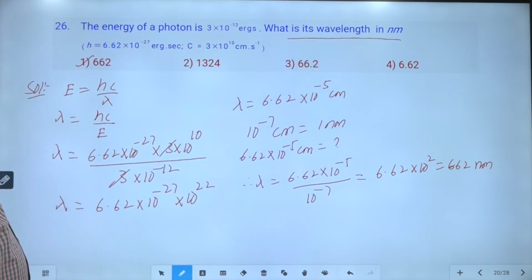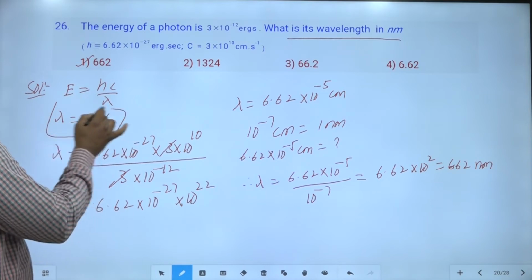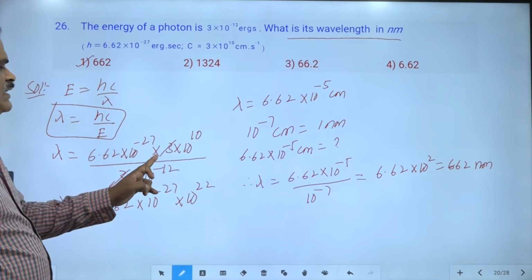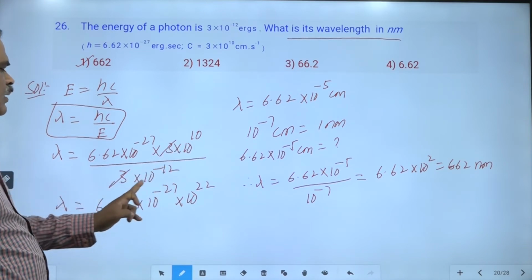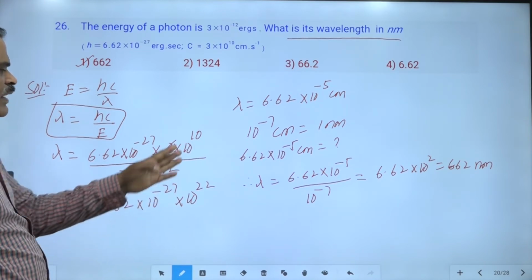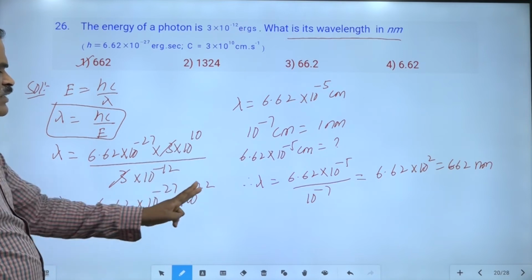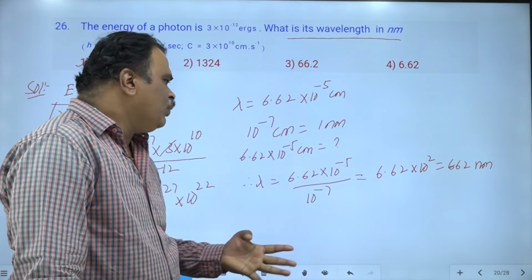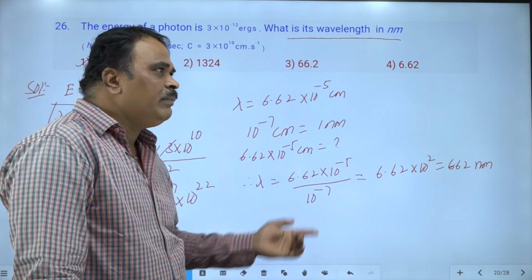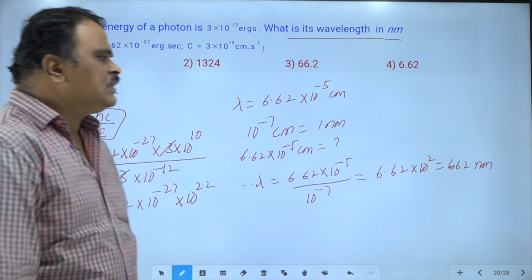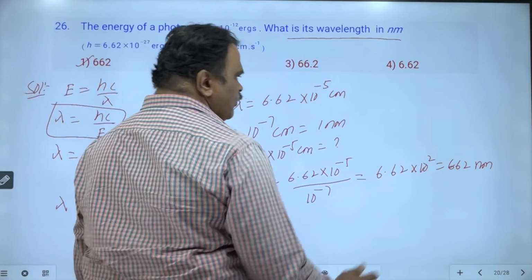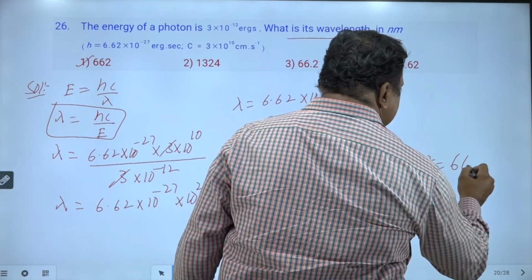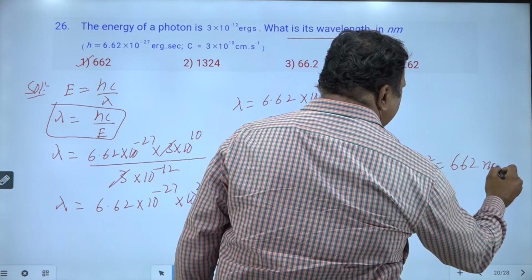Lambda is equal to hc by E. This is the formula. So lambda is equal to 6.62 into 10 power minus 27 into 3 into 10 power 10 by 3 into 10 power minus 12. 3 cancels, 10 power minus 12 becomes positive. Minus 27 plus 22 means minus 5. 10 power minus 7 centimeter is equal to 1 nanometer, so 6.62 into 10 power minus 5 centimeter gives 662 nanometer.